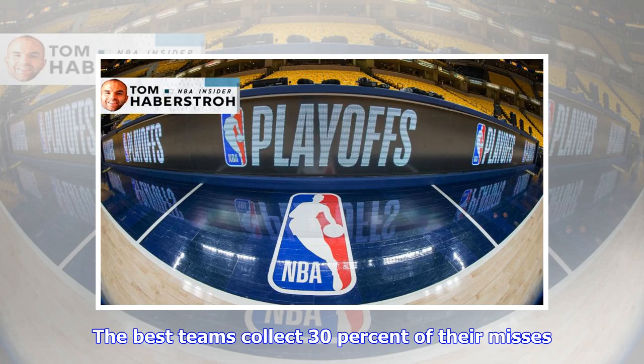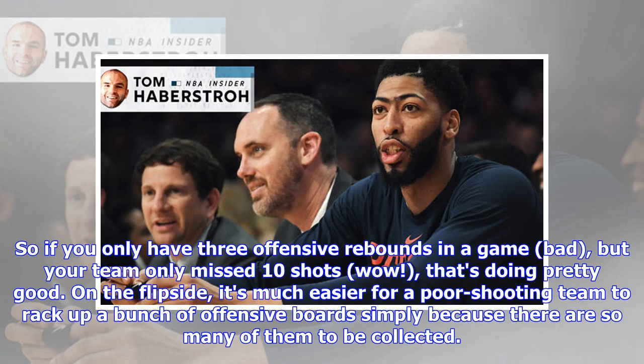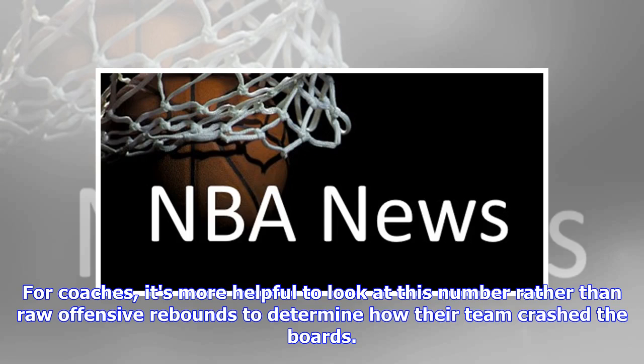The best teams collect 30% of their misses. Say if you only have 3 offensive rebounds in a game, bad, but your team only missed 10 shots, wow, that's doing pretty good. On the flip side, it's much easier for a poor shooting team to rack up a bunch of offensive boards simply because there are so many of them to be collected. For coaches, it's more helpful to look at this number rather than raw offensive rebounds to determine how their team crashed the boards.